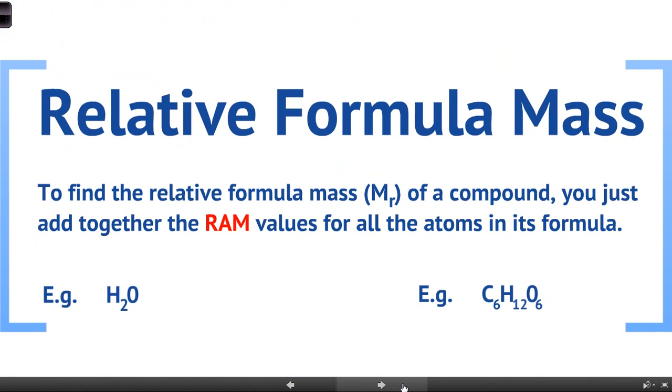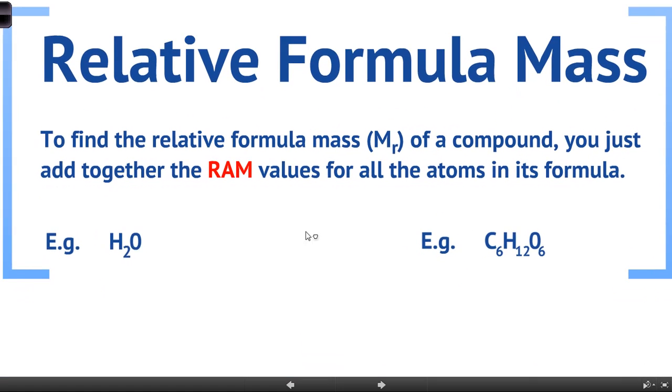Alright, relative formula mass. To find out the relative formula mass of a compound, you just add together the relative atomic mass, the RAM, values for all the atoms in its formula. So let's have a look at this.